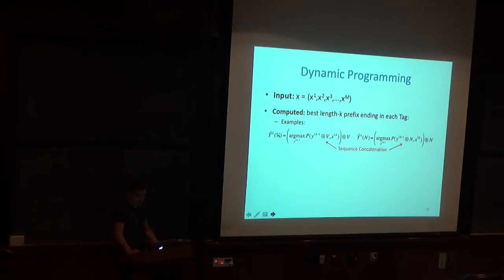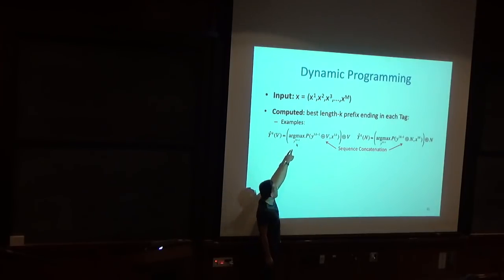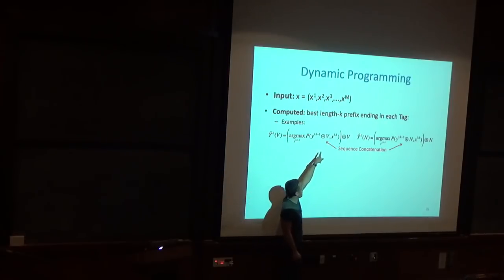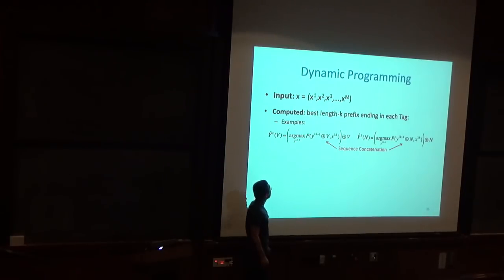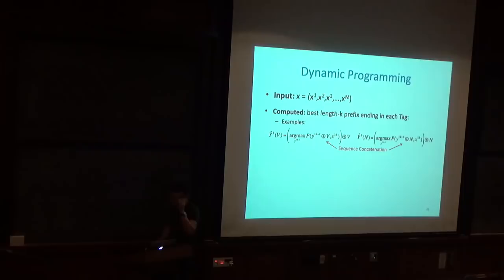So this is equivalent to saying it's the best length k minus 1 set of y's, and then I force the last y to be verb, and it has to maximize this probability. Similarly, we can define it for noun, and we define this for every possible part of speech tag in our output vocabulary. We compute the best length k prefix that ends in each of the tags.